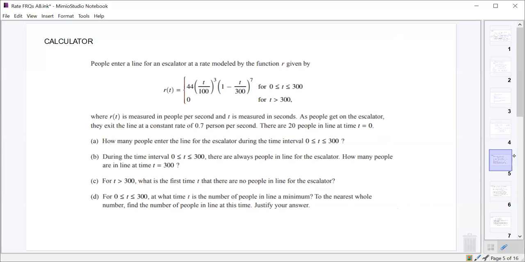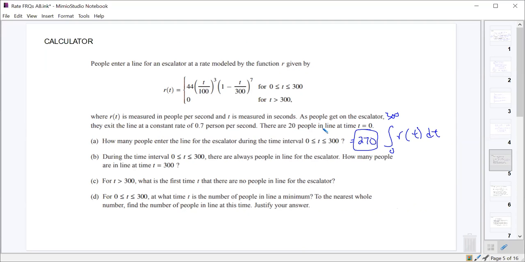Well, all we care about is people entering. So we just use the function that represents how quickly they enter the line, which is r of t. So we will just integrate r of t from 0 to 300. You don't have to integrate it on your own. You have a calculator. A calculator will integrate it for you. So that came out to be 270. Does that sound right to everybody?